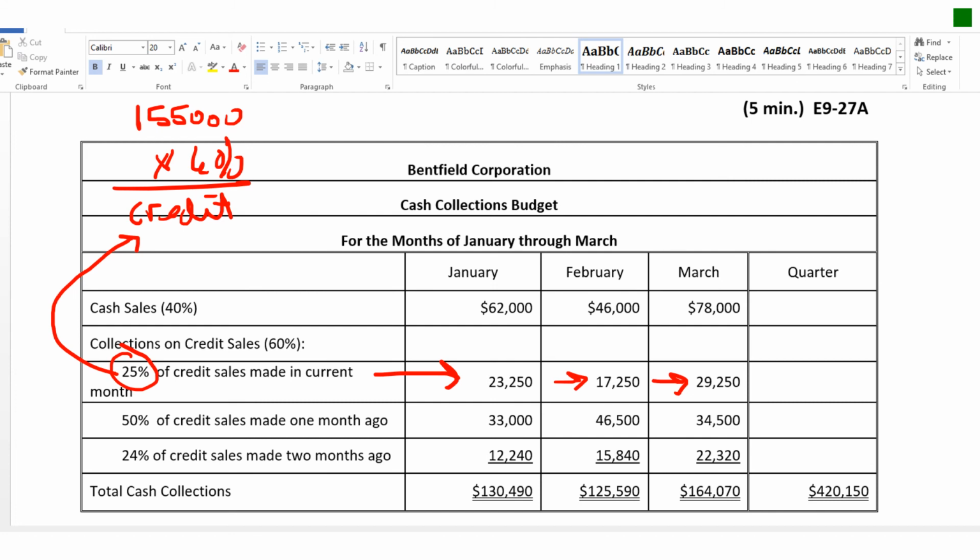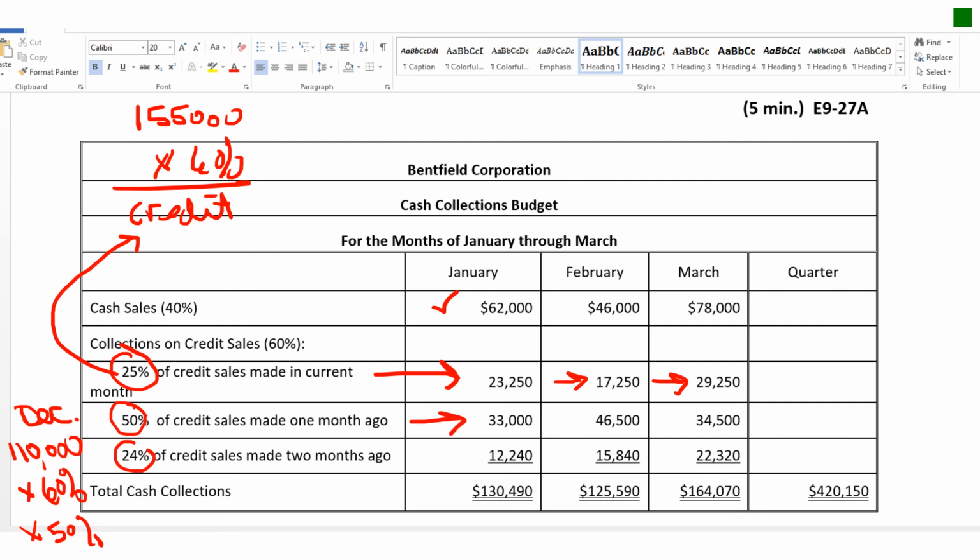But if we're back in January, so we've got the 40% of January's is cash, that's the 62. We took 60% times 155, then multiply that by 25%. That's going to give you your collections based on those sales. That's going to be right there. Then this 50%, you actually have to go back to December's numbers. And December's was 110,000. So what you'll do is you'll take that, multiply that by 60%, and then multiply that number by 50%. That's how they're going to come up with that 33,000.